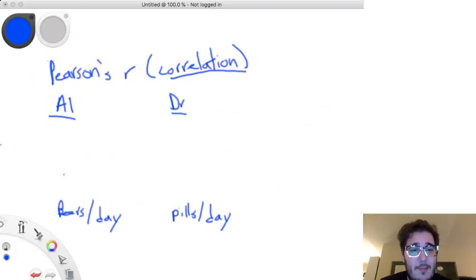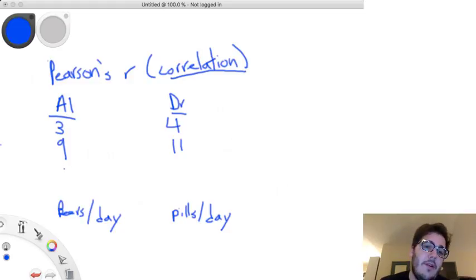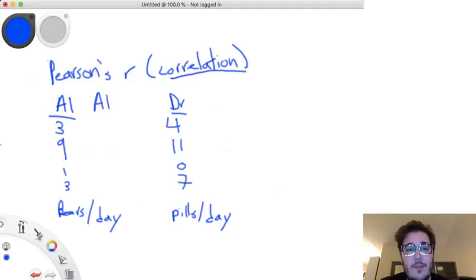You'll get data in terms of beers per day, like this person drinks 3 beers and they take 4 pills a day. This person drinks 9 beers and they take 11 pills a day. This person drinks 1 beer a day and takes 0 pills. And this person drinks 3 beers a day and takes 7 pills a day. So you get this raw data in both units, beers per day and pills per day, and you can't really directly compare these because they're in different units. So the first thing you have to do is convert into a z-score. These will typically be given to you.